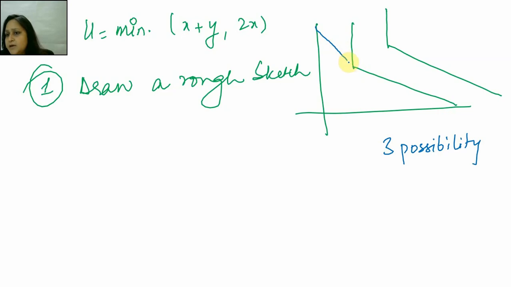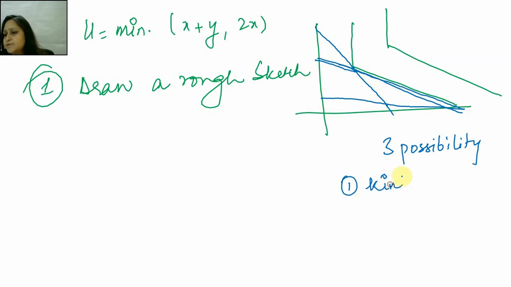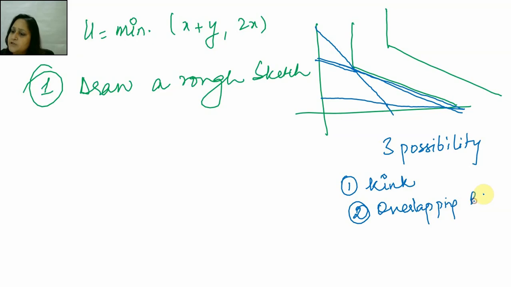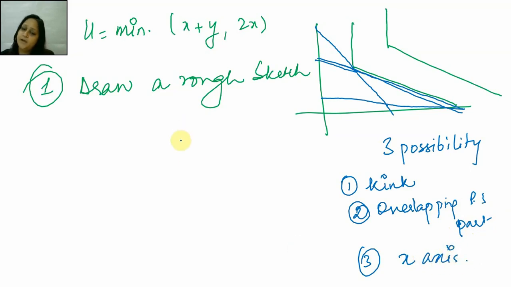The equilibrium can be here. The equilibrium can be overlapping this portion, this wala portion, or if the budget line is really, really fat, then the equilibrium can be here. So first is the equilibrium can be at the kink. Second is the equilibrium can be overlapping the perfect substitute wala part. And the third is that the equilibrium can be on the x axis. अब ये डिपेंड करेगा कि मेरा बजट लाइन क्या है, जो डिफाइन करेगा कि मेरा इक्विलिब्रियम कहाँ होगा.